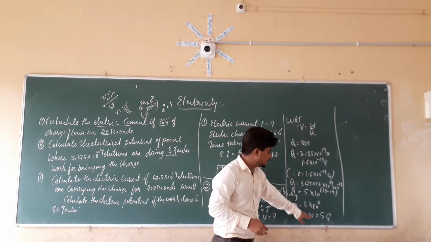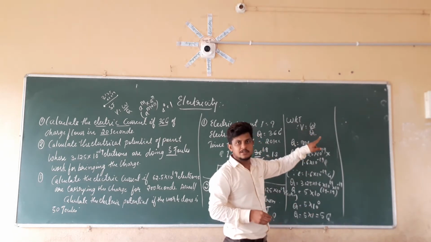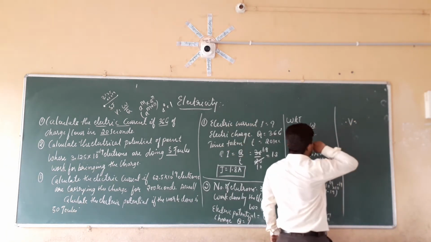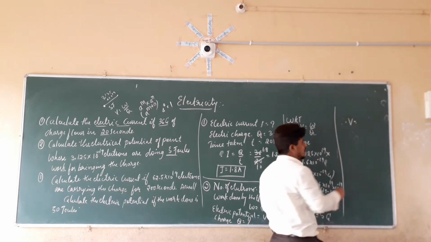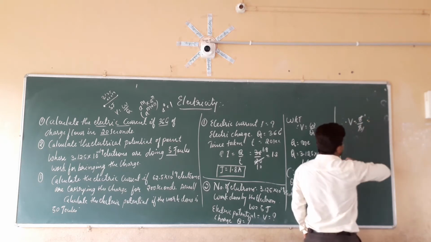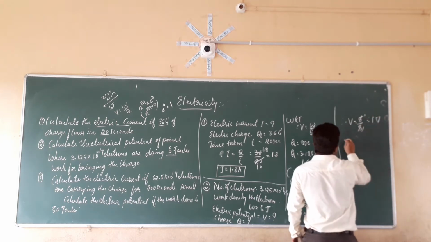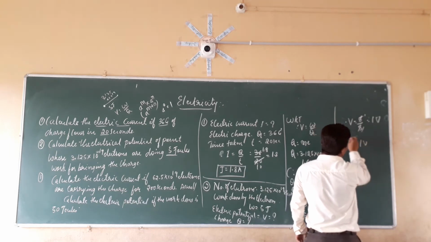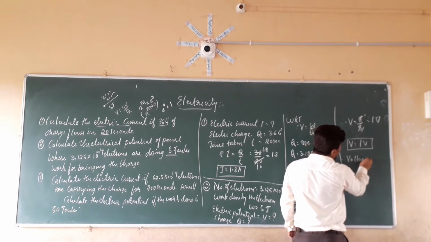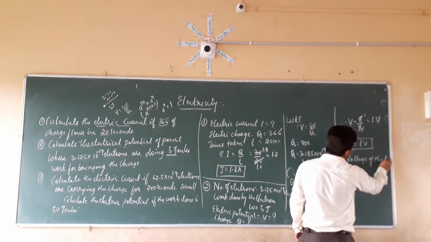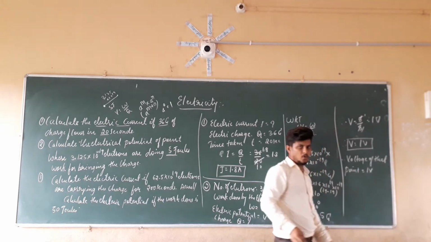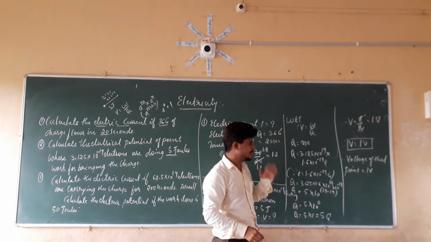Now we are going to substitute this value into the equation, so that we get the electric potential at that point. So V equals W, which is given in the problem statement as 5, divided by 5. That is equal to 1 volt. Therefore the voltage of that point is equal to 1 volt. I hope this is clear for the second problem.